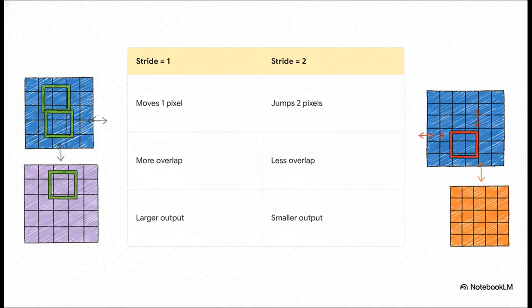Stride is super simple. It's just how many pixels the kernel jumps each time it moves. So a stride of 1, like you see on the left, means it shuffles over just one pixel at a time. You get a ton of overlap and a big, detailed output map. But a larger stride, like 2, means it's taking bigger hops. You get less overlap and a smaller, more condensed output.